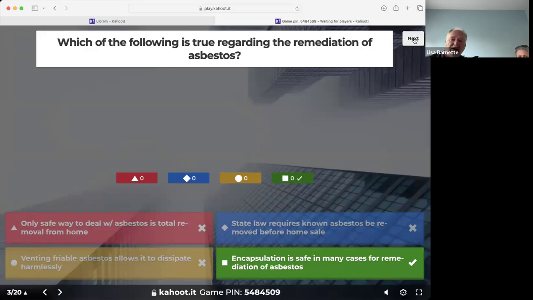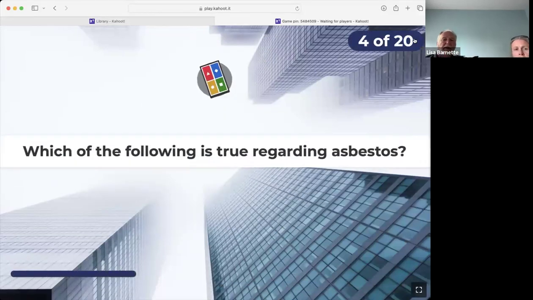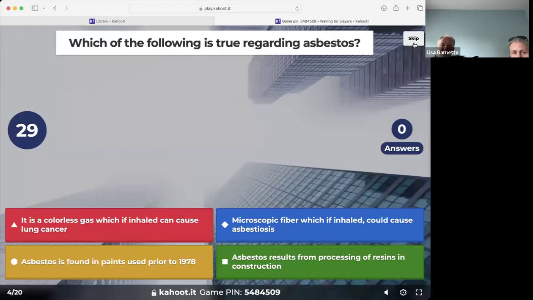All right, Lisa, you get to do the next question. Which of the following is true regarding asbestos? It is a colorless gas, which if inhaled can cause lung cancer. Microscopic fiber, which if inhaled could cause asbestosis. Asbestos is found in paints used prior to 1978. Asbestos results from processing of resins in construction.